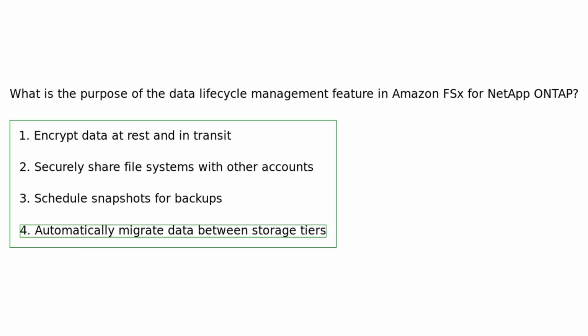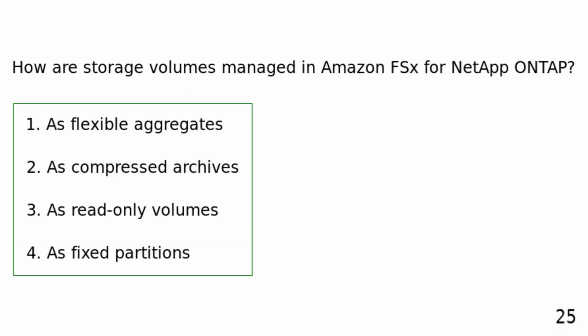The Data Lifecycle Management feature in Amazon FSx for NetApp ONTAP allows users to define policies to transition data between performance and capacity tiers based on access patterns. How are storage volumes managed in Amazon FSx for NetApp ONTAP? As flexible aggregates. As compressed archives. As read-only volumes. As fixed partitions.